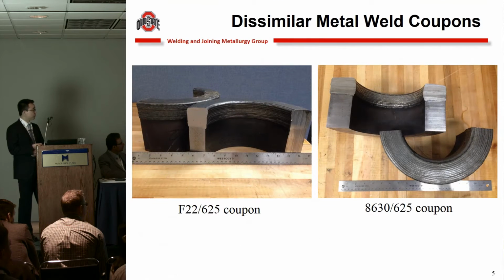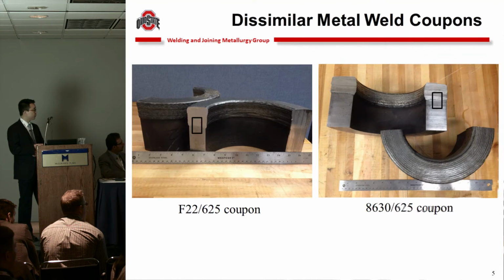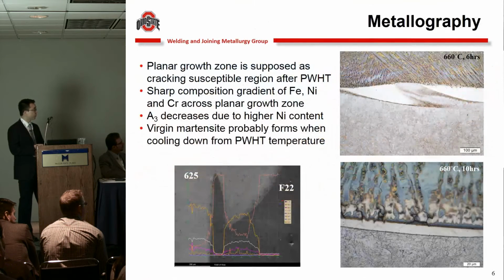This slide shows the dissimilar metal welding coupons, and the samples were cut from this section. After polishing and etching, we did the optical metallography work, and we showed the very typical microstructure near the fusion boundary. This is a so-called discontinuous partial mixed zone.